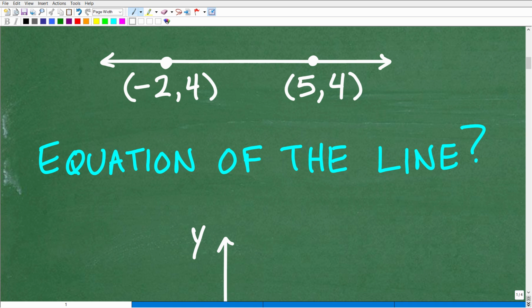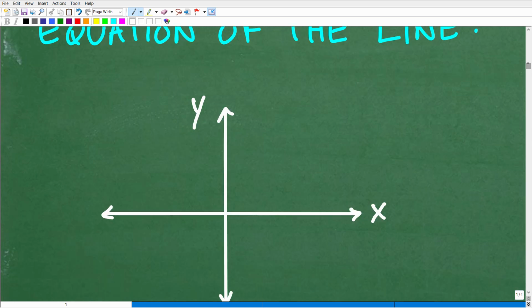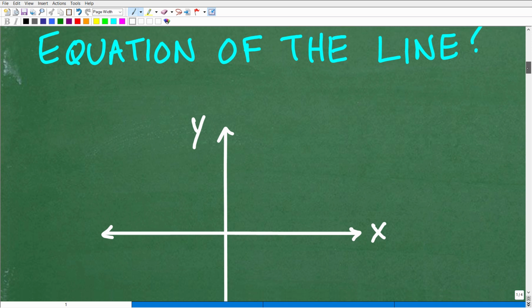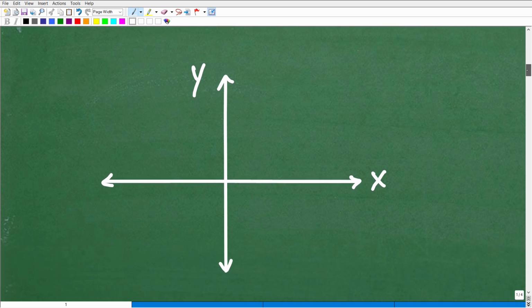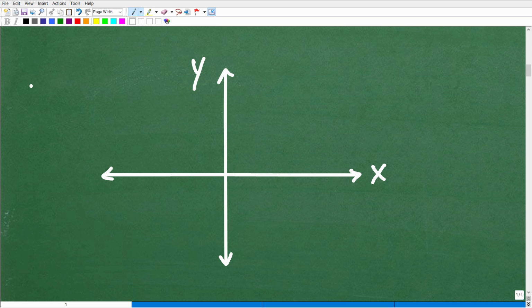So let's just review this real quick. In algebra, we're talking about lines, the equation of lines. What are we talking about? Well, a few things here. When you first start learning algebra, you start learning how to graph lines.